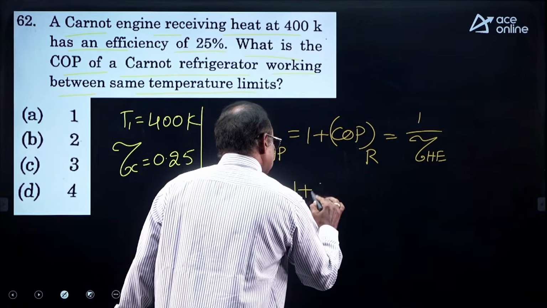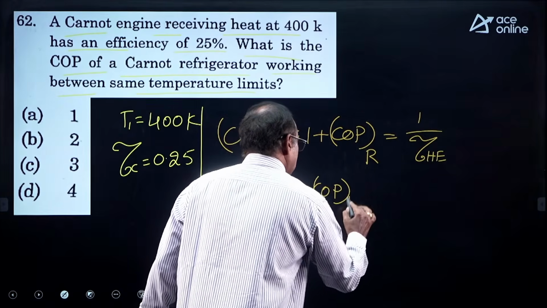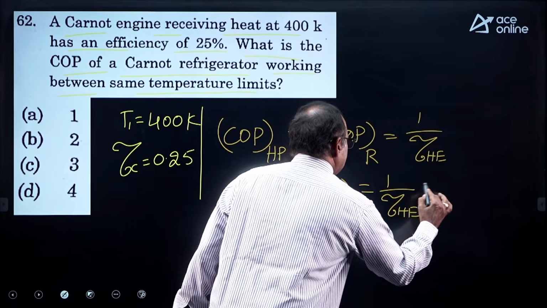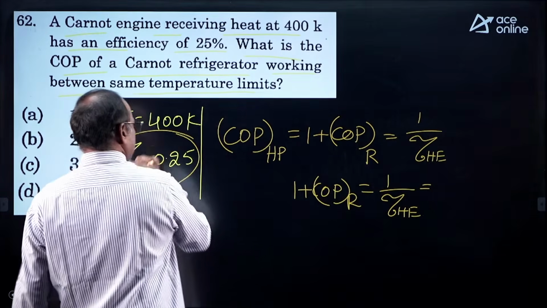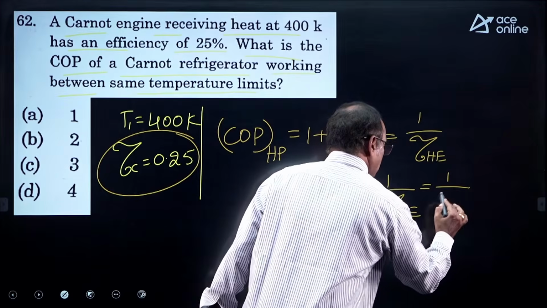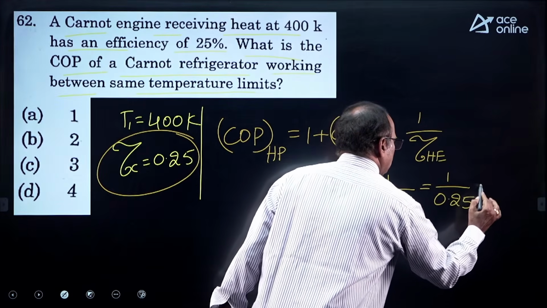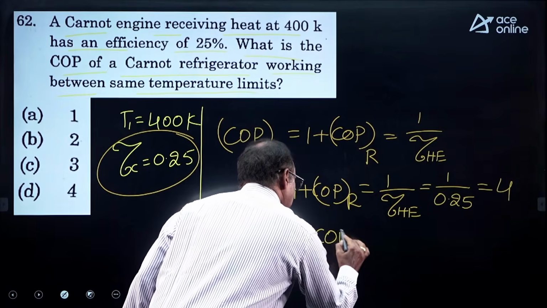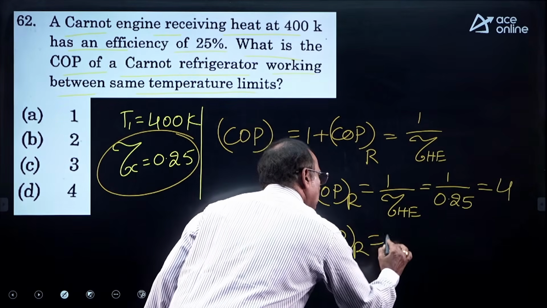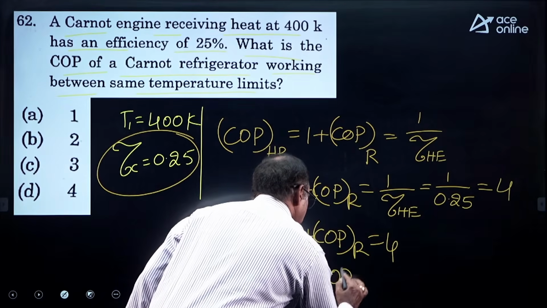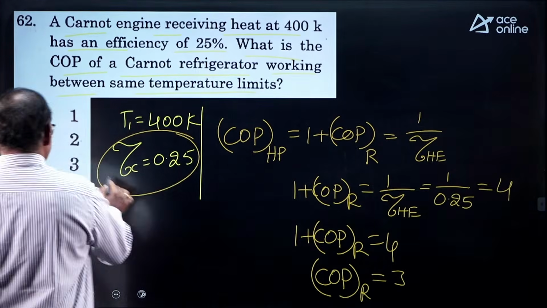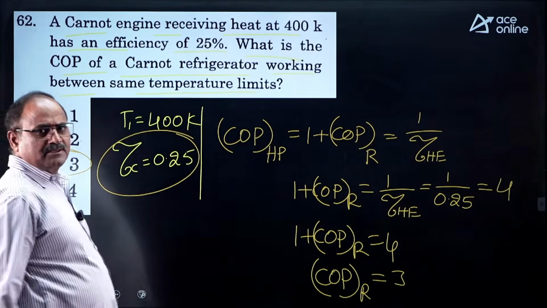Therefore, 1 plus COP of the refrigerator is equal to 1 by efficiency of the heat engine. Look at the heat engine efficiency, that is Carnot cycle efficiency 0.25, 1 by 0.25 equal to 4. That means 1 plus COP of the refrigerator is equal to 4. Then what is the COP of the refrigerator? COP of the refrigerator equal to 3. That is the answer. Look at option C. Option C is absolutely correct.